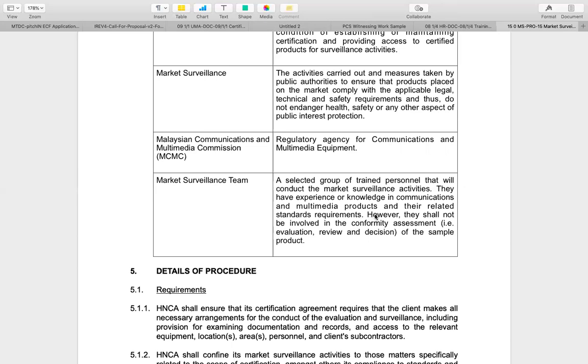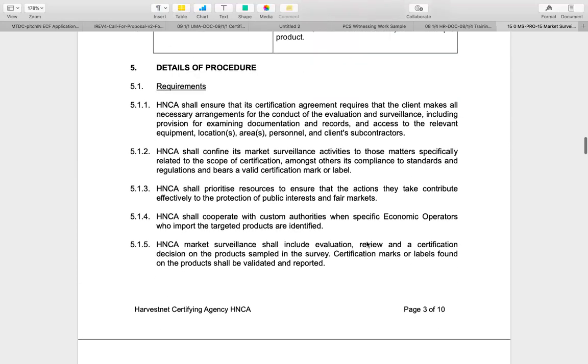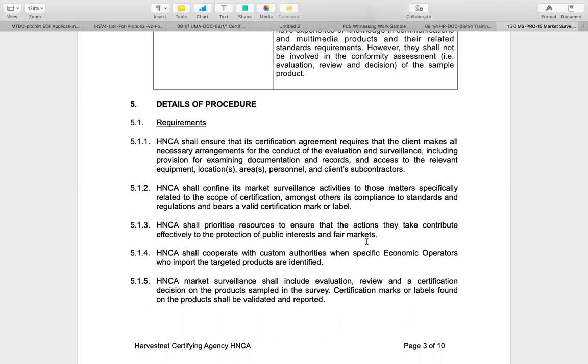However, they shall not be involved in the conformity assessment process, the evaluation of the sample. That means after the sample has been bought and purchased, they will not be involved in these activities. For example, let's say the product captured is ZTE 123. If ZTE decides to send it in for certification, then this person is not supposed to evaluate this product. It is going to be evaluator 2 who does the evaluation for this ZTE 123. Okay.